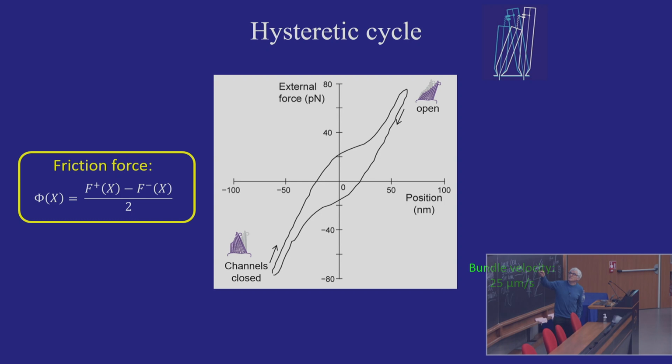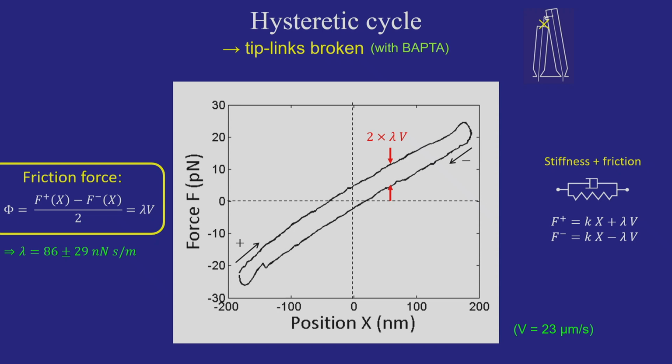And the shape of this curve, this is theoretical, is interesting in itself. If we cut the channels, if we cut the tip links, this is what we measure. If we cut the tip links, so we disconnect the channels from the bundle, we get hysteresis. This is expected because we are moving the bundle in the fluid, so there should be hysteresis. And actually, the simple shape of that curve means that we can model the bundle simply as a spring with a dashpot. So the width of this hysteresis will tell us how much viscous drag there is on the bundle. And when we do measure this, we find something on the order of 100 nanometers second per meter. That's how we get our parameters from the model.